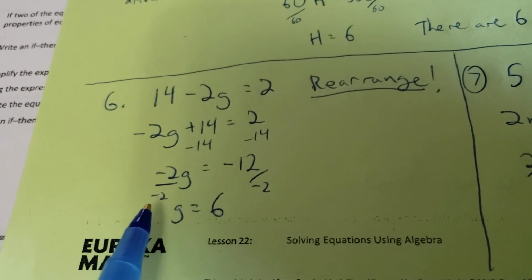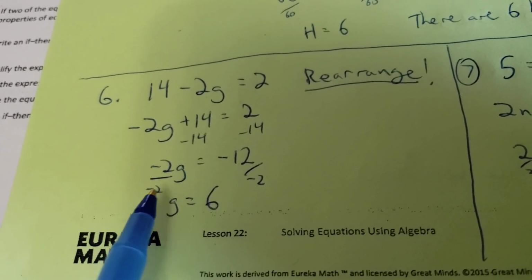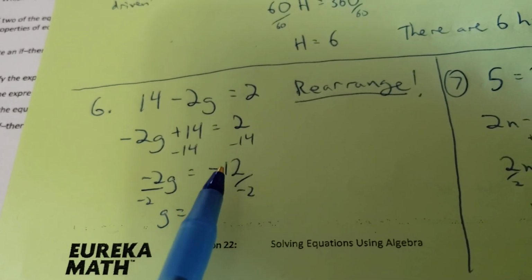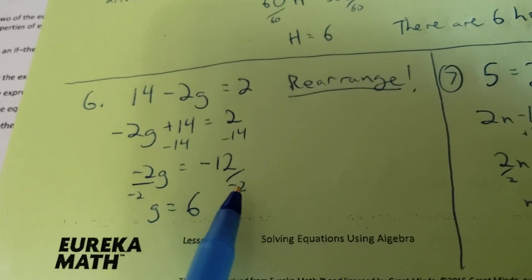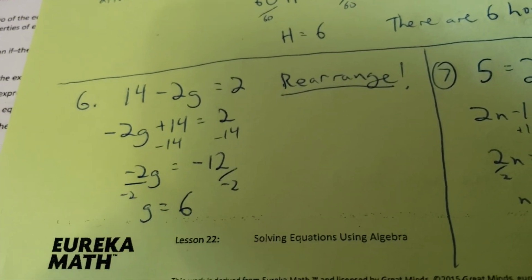Divide by a negative 2. Don't forget, if you're multiplying by negative 2, the opposite is dividing by a negative 2. And that clears out the g. You're left with a negative divided by a negative, which is a positive answer, and 12 divided by 2 is 6. So g is equal to 6.